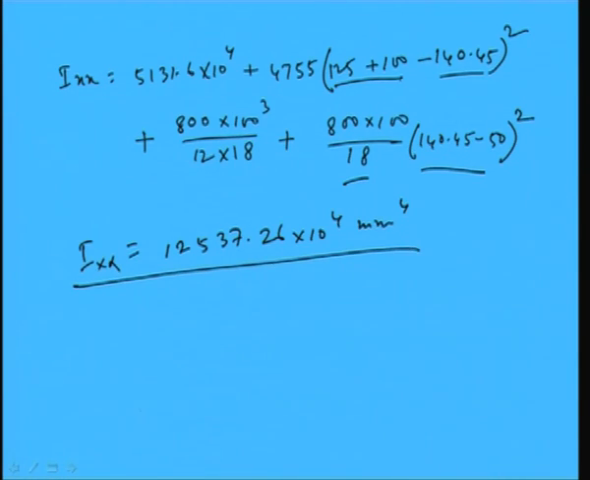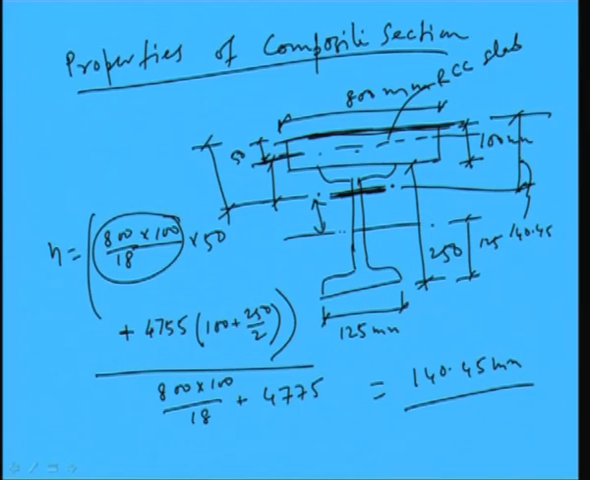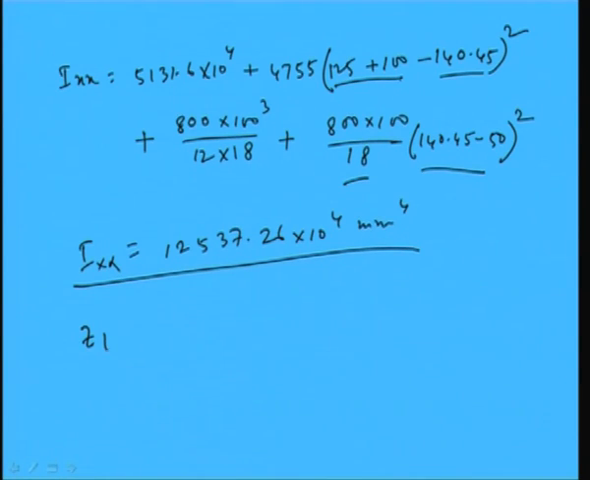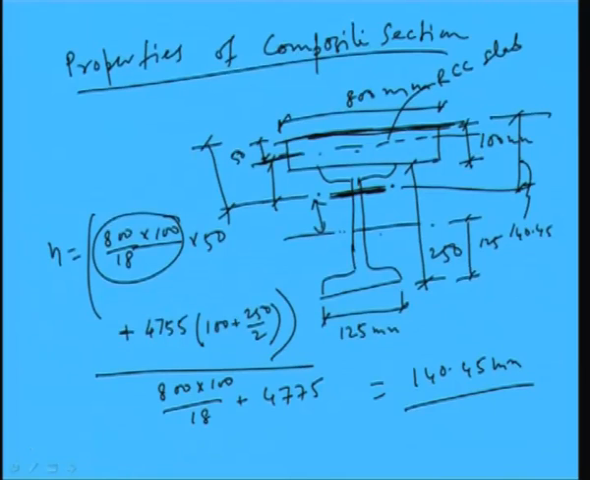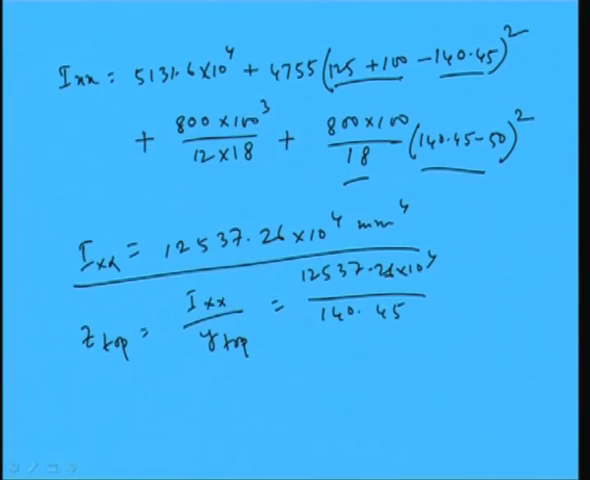Now we have to find out Zxx. Here Z will be different because it is not at the center, so y top and y bottom will be different. Z top will be Ixx by y top, so this will become Ixx, which is 10 to the 4, by y top. Y top from the top is 140.45, the neutral axis distance given here. After calculating this we will get a value of 892 into 10 cube millimeter cube.